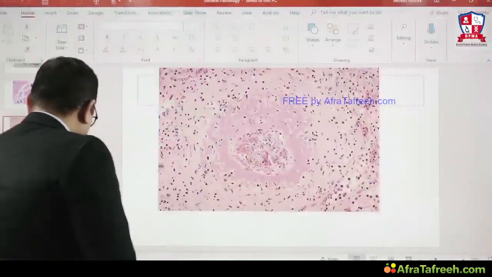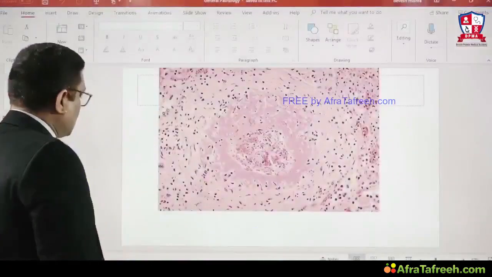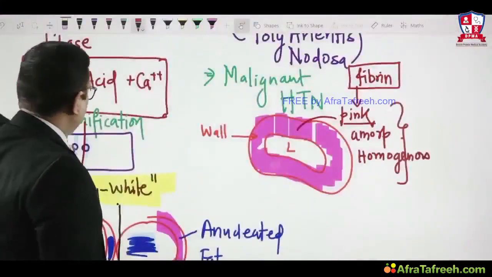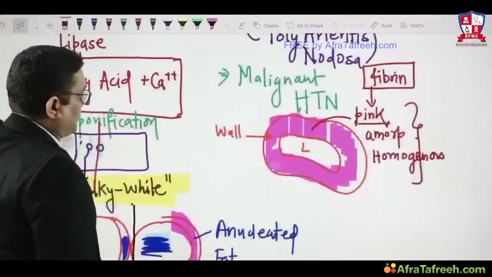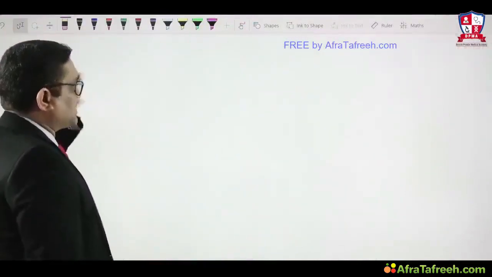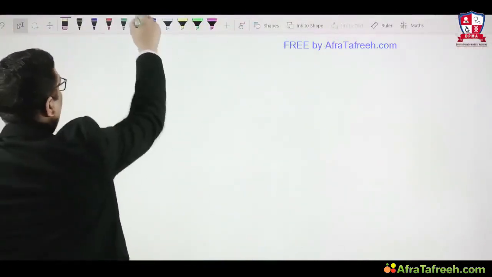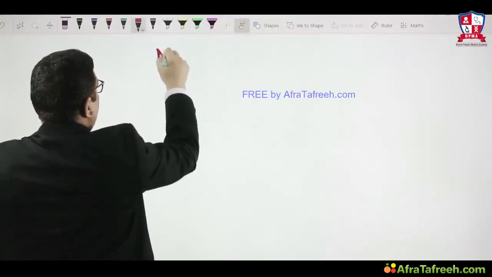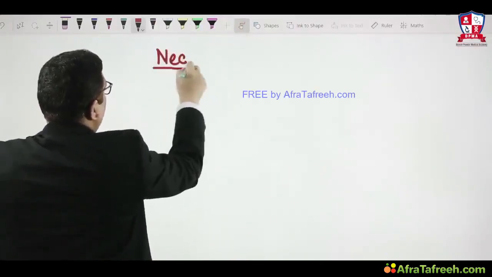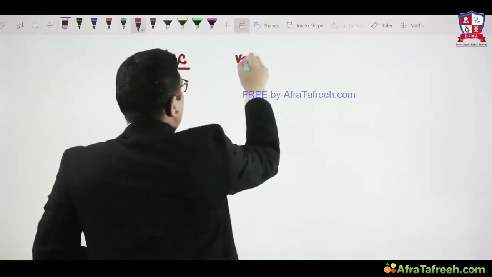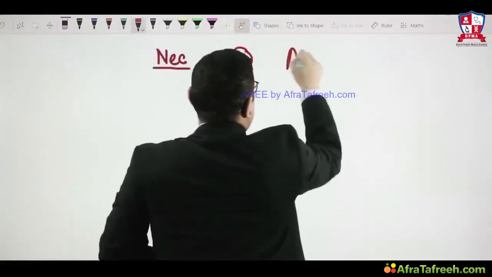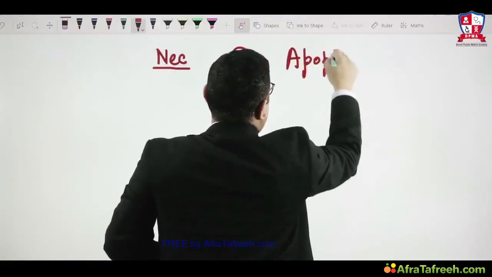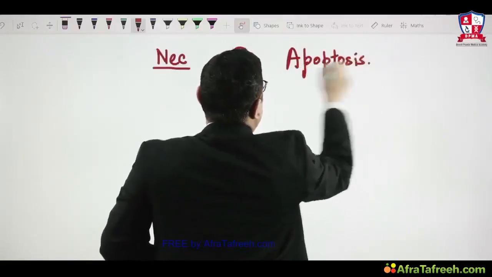So we have seen about fibrinoid necrosis, right? Now we'll move to the next important discussion: how we are going to discriminate necrosis versus apoptosis. So what is the difference between necrosis and apoptosis?